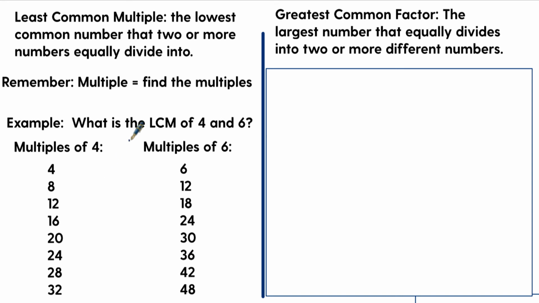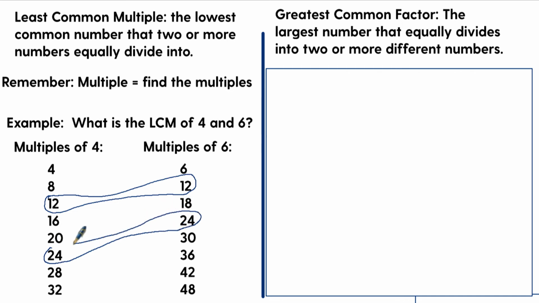Now we want to find the number that is common to these two lists. Here 12 is common and 24 is common. And we want the least or the lowest number. Sometimes it's called the lowest common denominator; least or lowest, same thing, right? And you'll see here it is 12, which would be our answer.